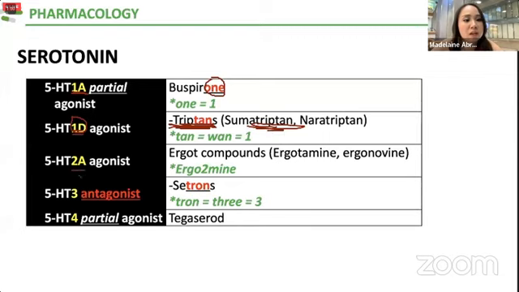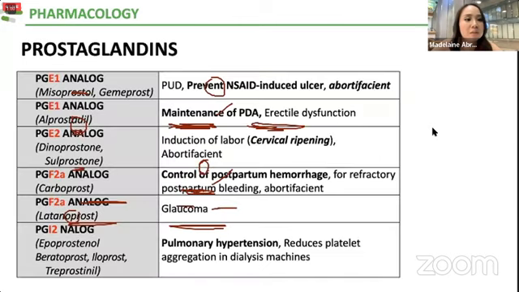Then yung serotonin 2A, your ergot compounds, mnemonic, ergotamine. Then serotonin 3, setron. So tron, 3. Setrons. Okay, use ng setrons, your chemotherapy-induced nausea and vomiting. Again, ito migraine. Ito chemo-induced nausea and vomiting. Then lastly, palatandaan ko dito, so sa dulo na, tingnan nyo. So yung nasa dulo, tagasunod. Okay, so tegaserod, tagasunod. Okay, so siya yung serotonin 4. Siya yung sa dulo. Okay, so your prostaglandins, ito na-discuss na natin earlier. Hindi ko na-expound now. Okay, so these are discussed in your quizmaster.